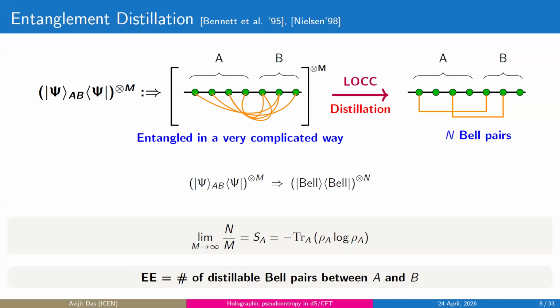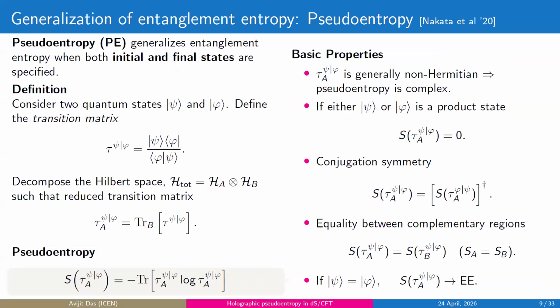So what we understood from this is basically that the entanglement entropy is nothing but the number of distillable Bell pairs between two such systems, A and B. So this is the quantum information aspect of this.